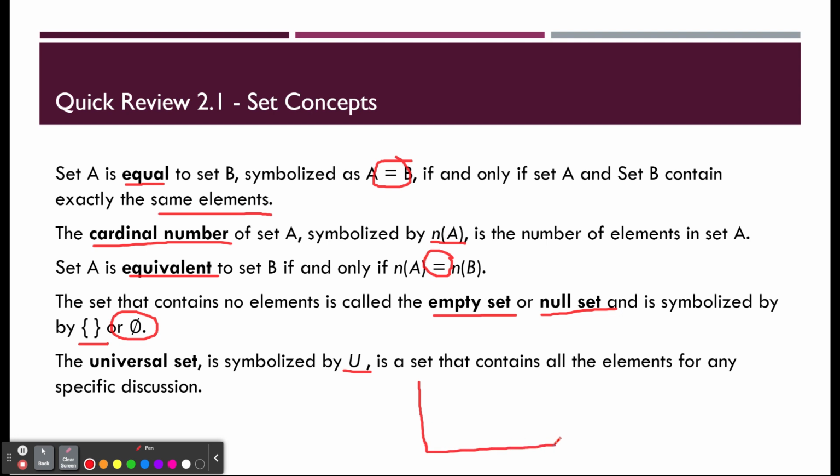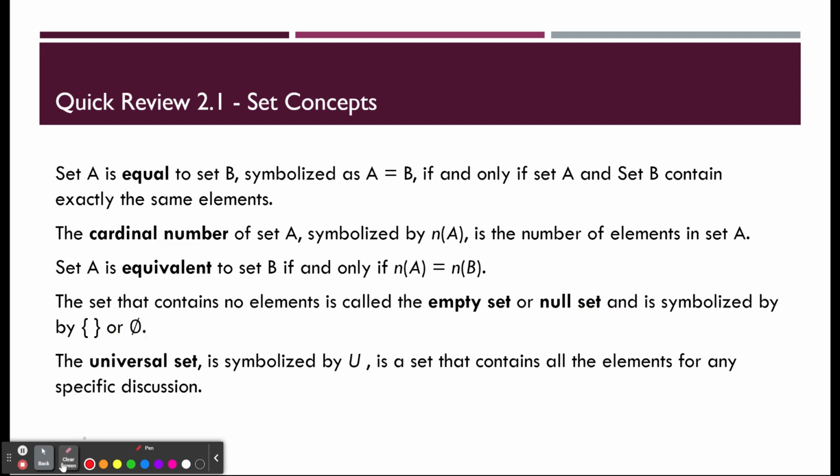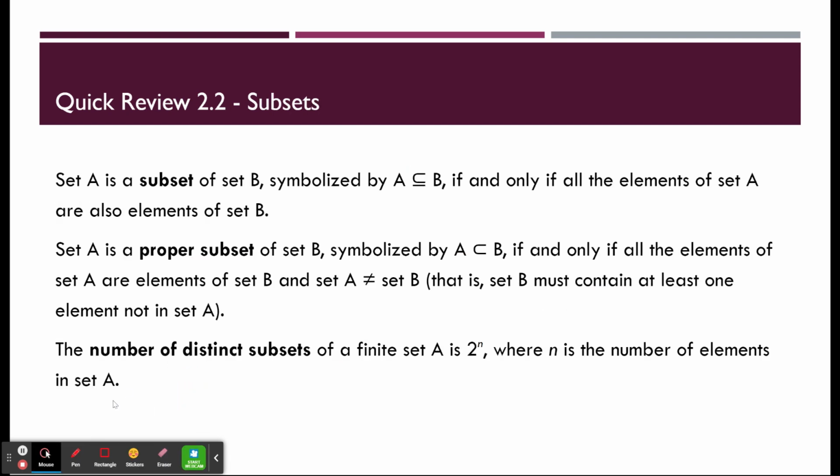As we get into the Venn diagram part, remember the universal set is what goes inside of the box. So that's it for 2.1. Let's move on to 2.2, subsets. So we have a set of elements, and then within that set we might have some subsets. So this is the symbol for subset. A is a subset of B if and only if all the elements of set A are also elements of set B. A is a proper subset, and this is the symbol for proper subset.